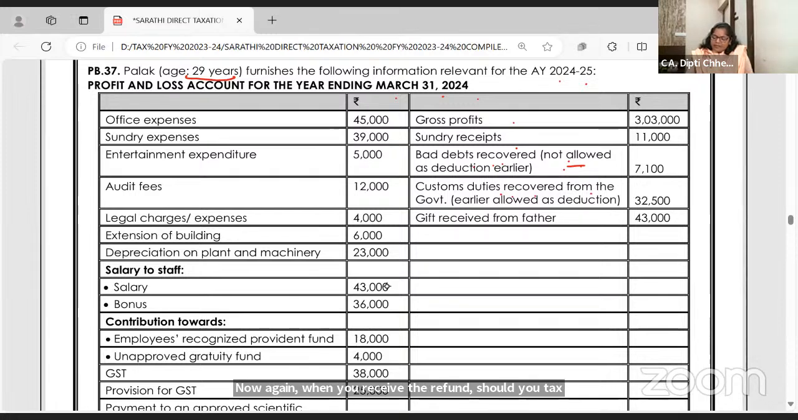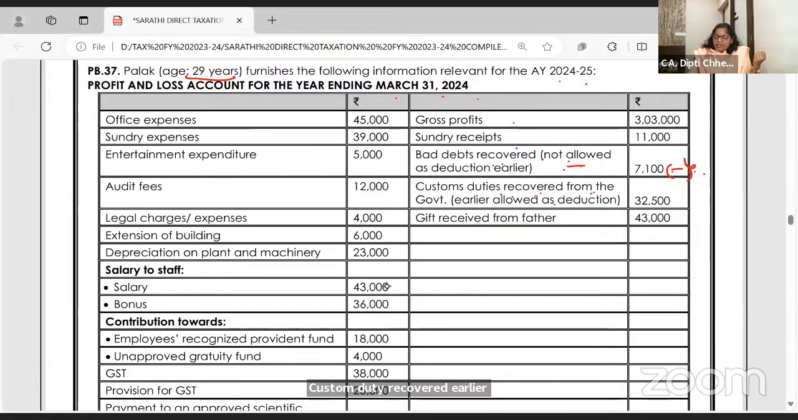Custom duty recovered. Earlier, so what I should do? Minus. समझ में आ रहा है नहीं? Bad debt recovered is my income and bad debt is my expenditure. But when I debited bad debt, department said, no, this is not allowed. Add back. तब भी they have added back and taken the tax. So now when I get the refund, should I tax it again? No. So this is not your business income. निकाल दो.